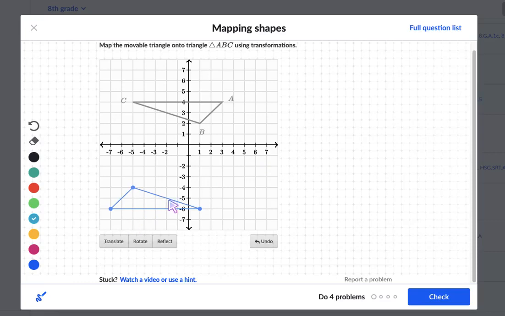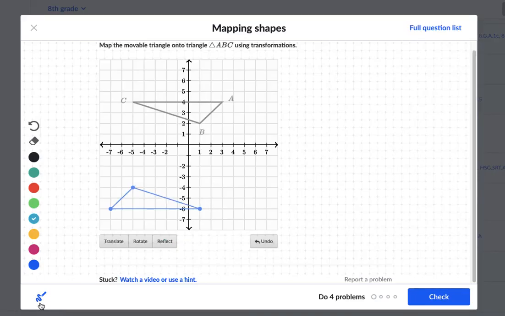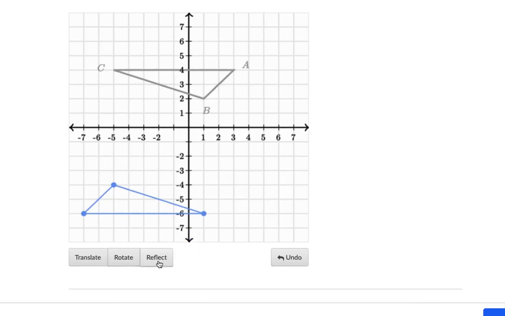All right, I notice that the orientations are different. So this flat side here for the triangle is on the bottom while it's on the top here. So I'm going to actually want to reflect. I'm going to want to move this line so that it's reflecting over this line of reflection.